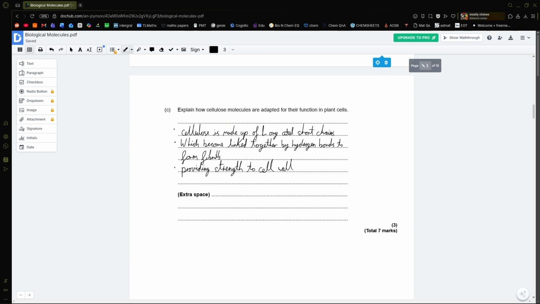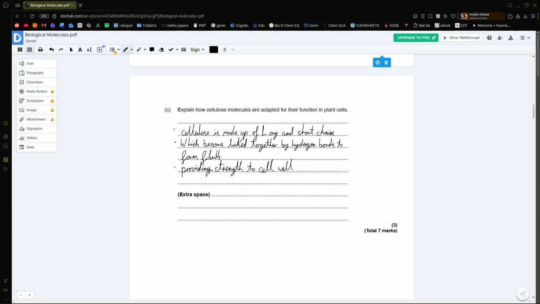Next question. Explain how cellulose molecules are adapted for their function in plant cells. So, cellulose is made up of long chains of repeating beta glucose monomers. These bond together with hydrogen bonds to form fibrils. You have cellulose chains bonding with other cellulose chains to form microfibrils. Microfibrils bond together to make macrofibrils, and then macrofibrils form together to make finally the cell wall.